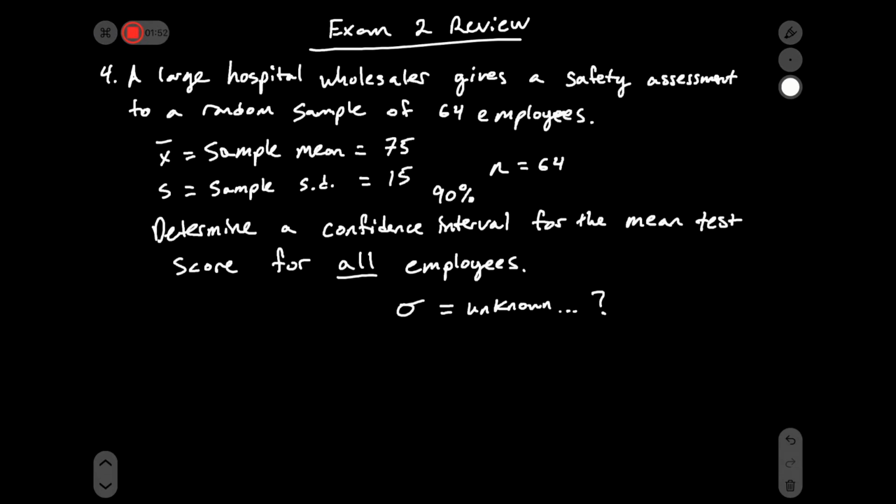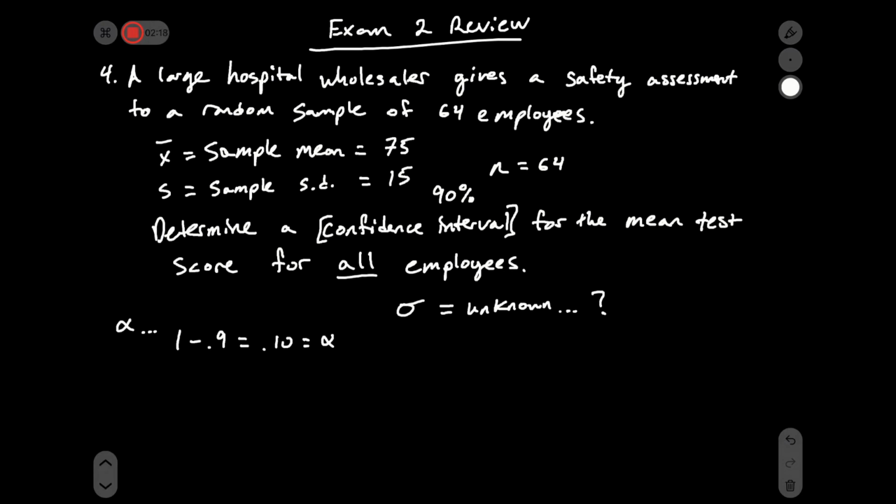So we're also given our confidence level here, which means that we can also find out what alpha is. Alpha being our significance level. This is going to be 1 minus 0.9 for the confidence level, which is equal to 0.10, and that's alpha.